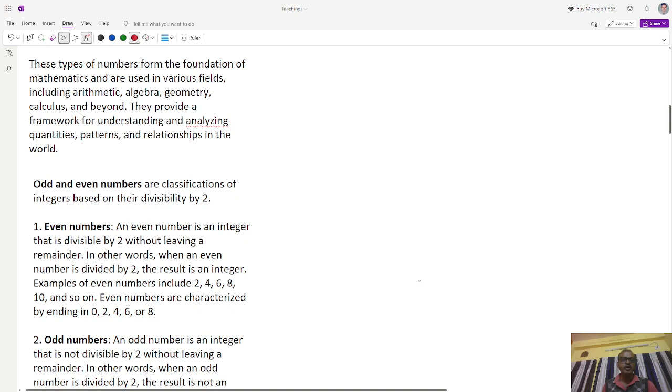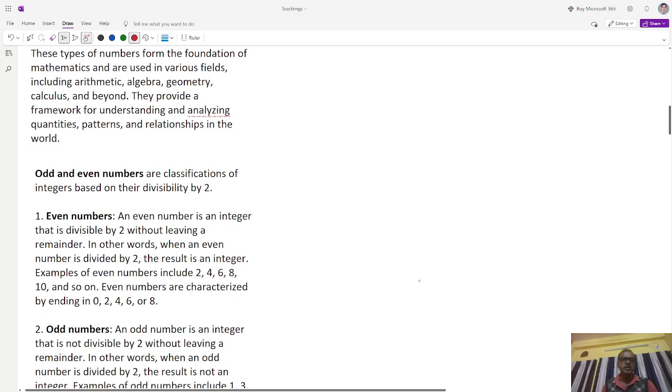Now come to the basic point, odd and even numbers. Odd and even numbers are classifications of integers based on their divisibility by 2. An even number is an integer that is divisible by 2 without leaving a remainder. In other words, when an even number is divided by 2, the result is an integer. Examples of even numbers include 2, 4, 6, 8, and so on.